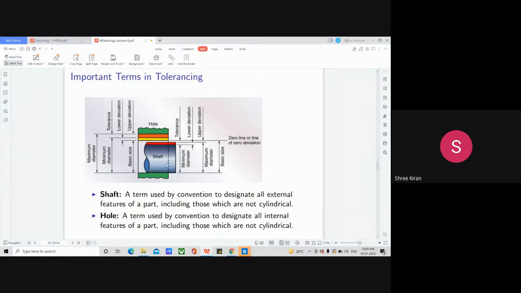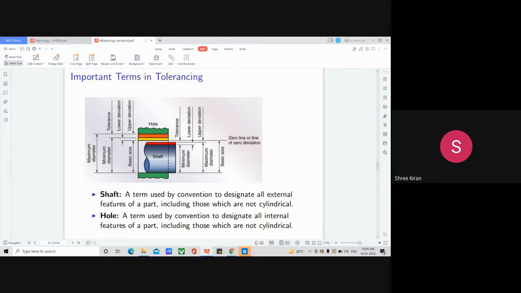These are the main figures: shaft, hole, everything. First we will start with the shaft. These are the important terms in the case of tolerancing. Shaft is a term used by convention to designate all external features of a part, including those which are not cylindrical. So just note down. You need not draw the figure in the note, you just note down. If possible, draw the figure also.